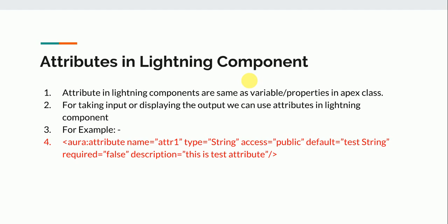For example, to create an attribute in the Lightning Component, it always starts with aura:attribute. Then we need to give the name of the attribute, whatever you want. We cannot give any space inside the name of the attribute, just as we cannot in Apex. We can also give the type of the attribute: string, integer, Apex class, sObject, map, set, list, object. We can also provide the accessibility of the attribute, that is public, private, and global. You can also set a default value for any attribute as required, and a description.